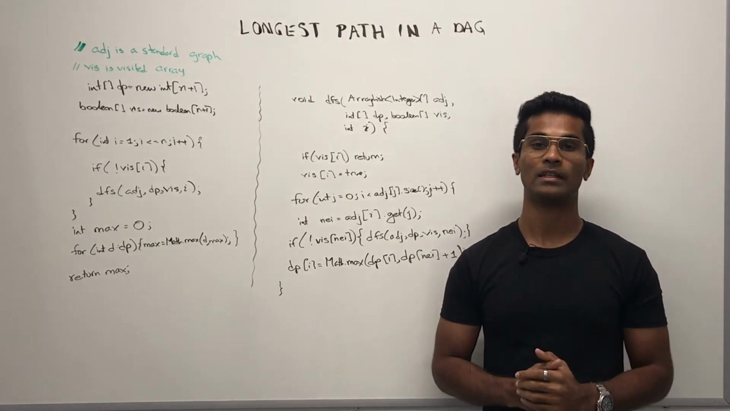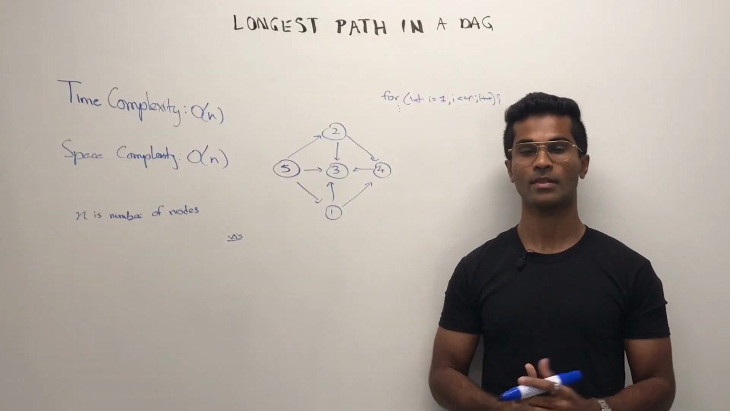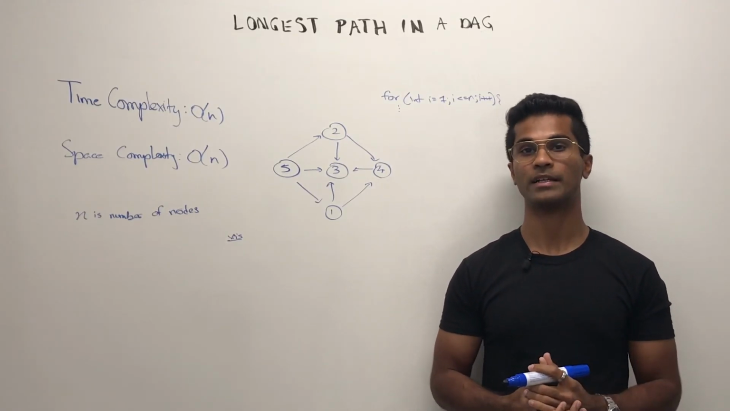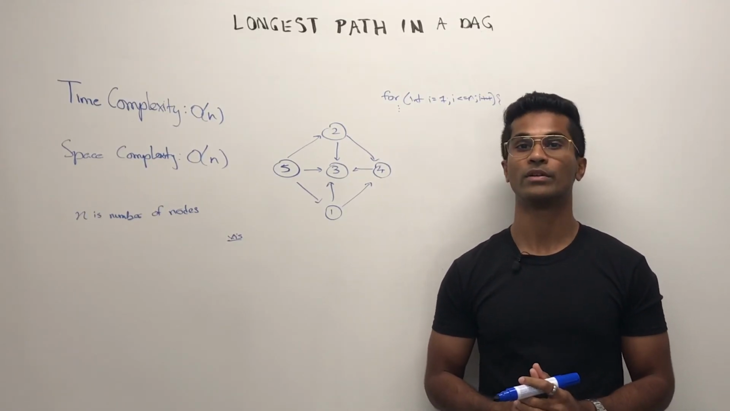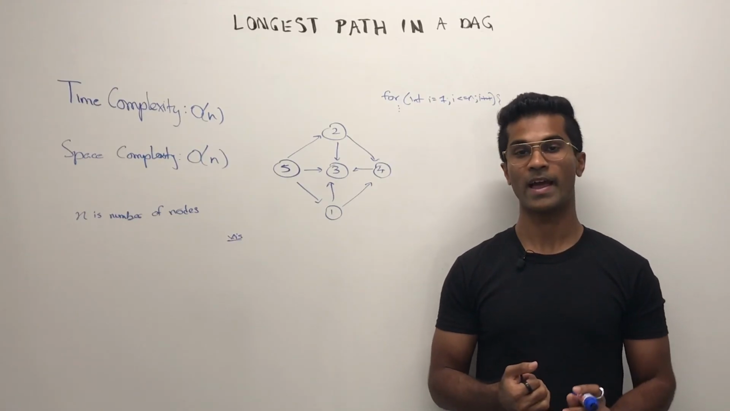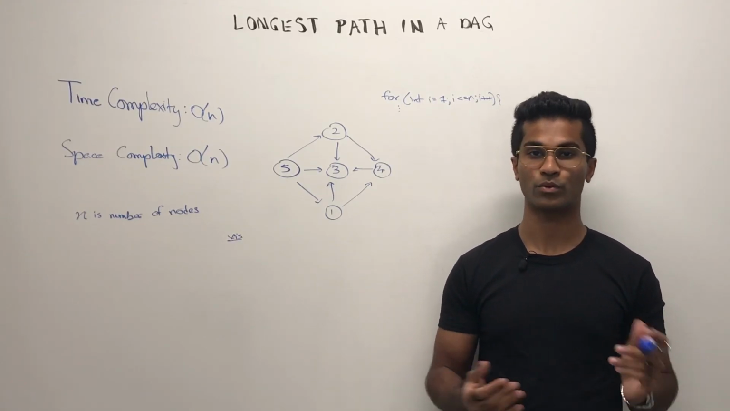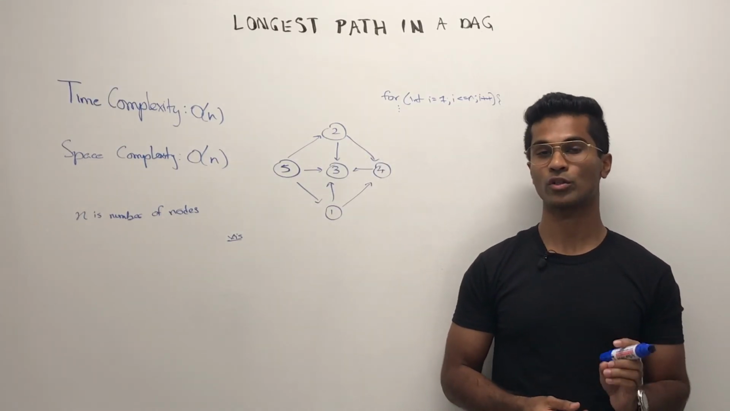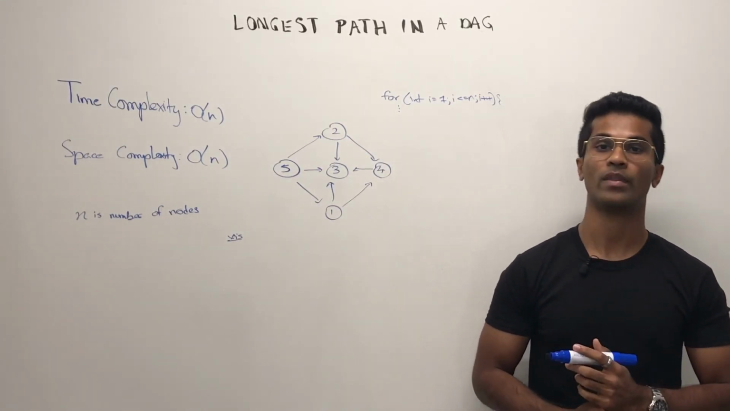Now let's talk about the time and space complexity. Alright guys, let's go over the time and space complexity. We know the space complexity is going to be O of N because we've initialized a dp array and a visited array of size n plus 1. Let's talk about the time complexity. The time complexity is also going to be O of n, and let's see how that happens.